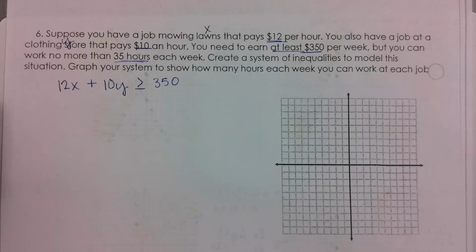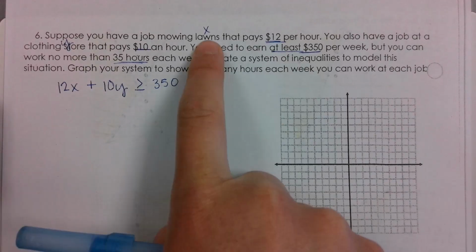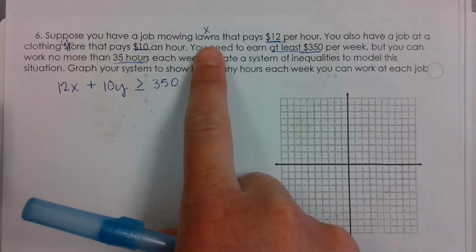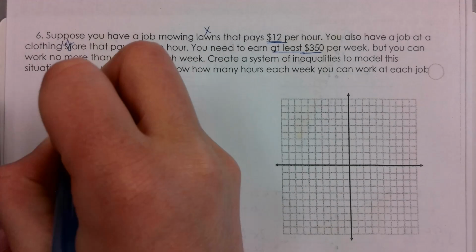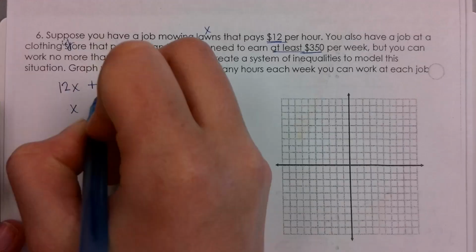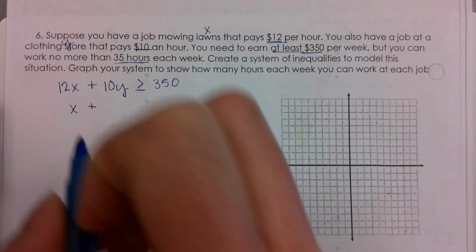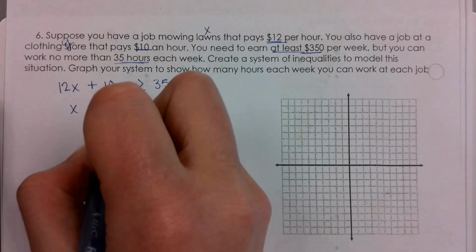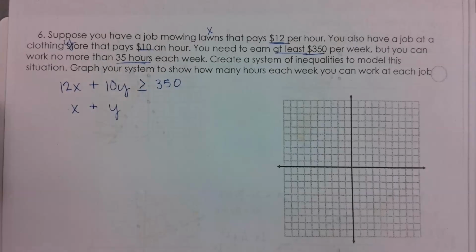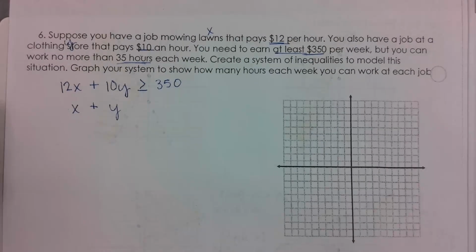And then, what else does it say? It says you can work no more than 35 hours each week. So do we know how many hours we're mowing lawns? So what do we put when we don't know? X. So however many hours mowing lawns. Plus, do we know how many hours we work at the clothing store? So plus Y. However many hours we work at the clothing store. And then we want to be no more than 35 hours each week. So 35.